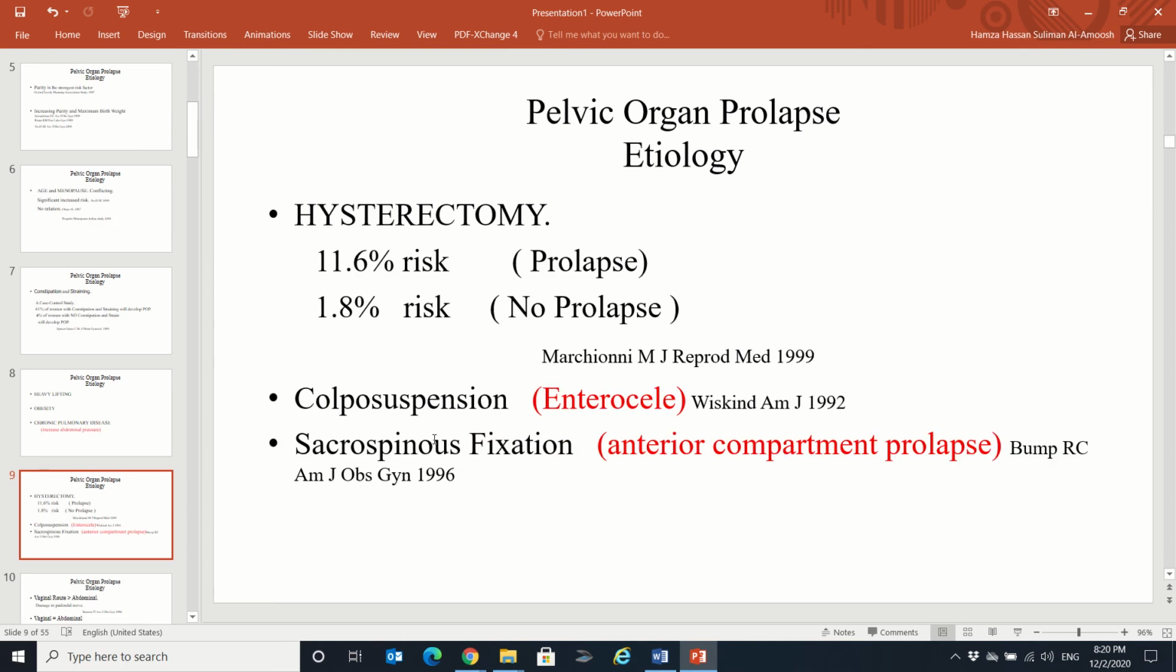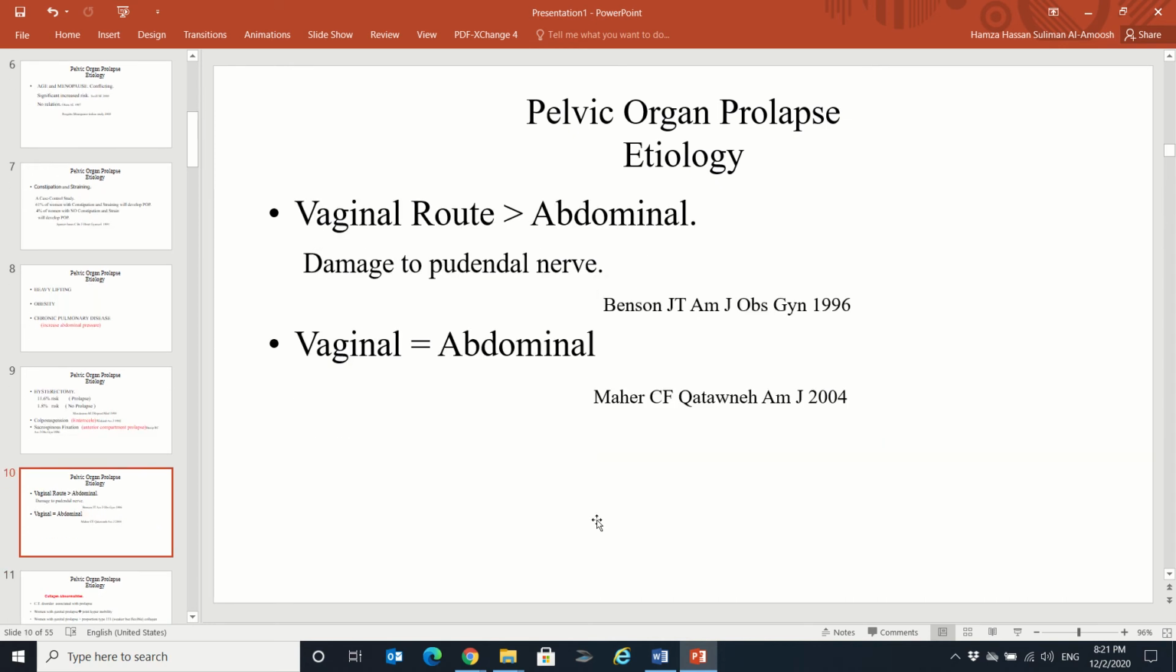Hysterectomy. When we do hysterectomy, we cut the apical support, the cardinal ligament and uterosacral ligament, and that is a risk for vault prolapse. Colposuspension is a risk factor for enterocele. Sacrospinous fixation is a risk factor for anterior wall prolapse. Regarding hysterectomy, if we compare the vaginal route to the abdominal route, with the vaginal route we have damage to the pudendal nerve.